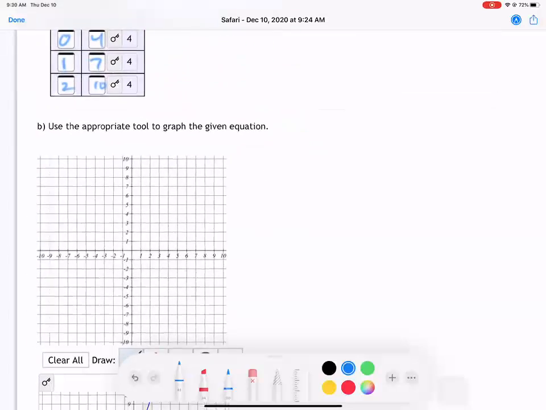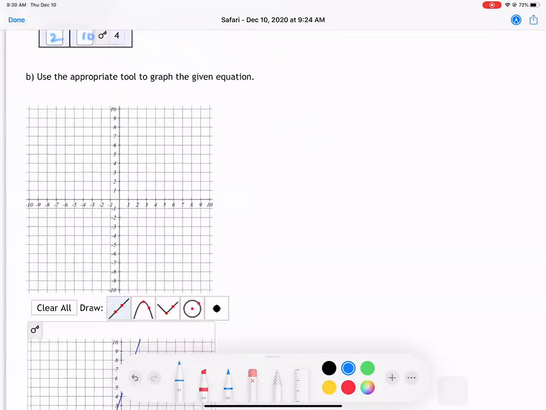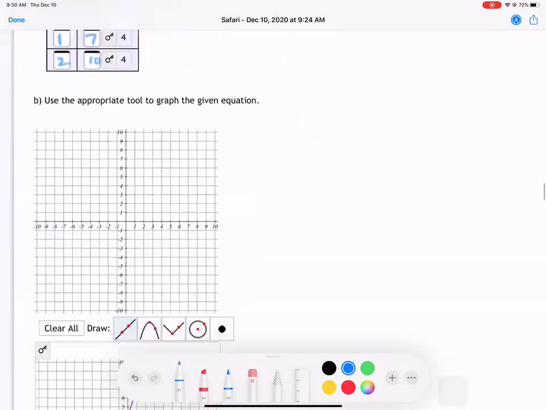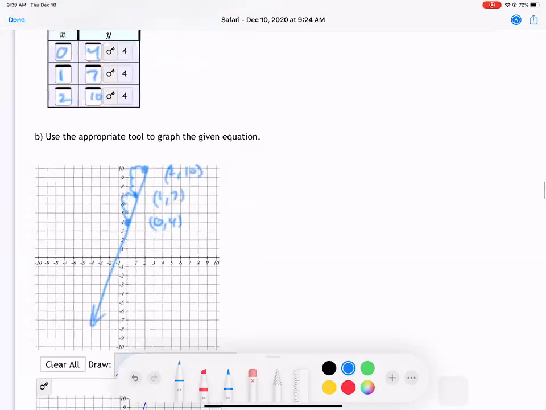And then they're going to have you graph it. Okay. I'm graphing a line here. So it's 4 up, 1, 2, 3 over 1. And just to show you, if I go up 1, 2, 3 over 1 again, our points that we wrote, 0, 4, 1, 7, and 2, 10. These are all the points on that line.